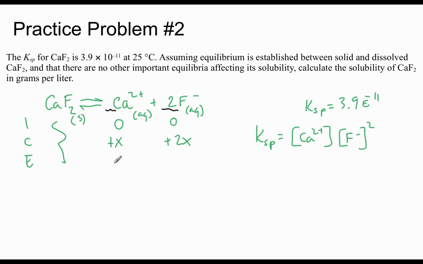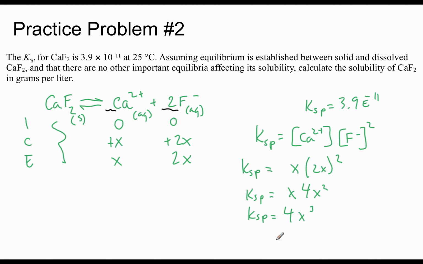Depends on the stoichiometry. And we get x and 2x for our equilibrium condition. So throwing these back into KSP, KSP equals x times 2x squared, which actually equals x times 4x squared, which equals 4x cubed. So my x value here is important because I want to know the solubility in terms of grams per liter. So what I need to figure out is obviously what my x value is.